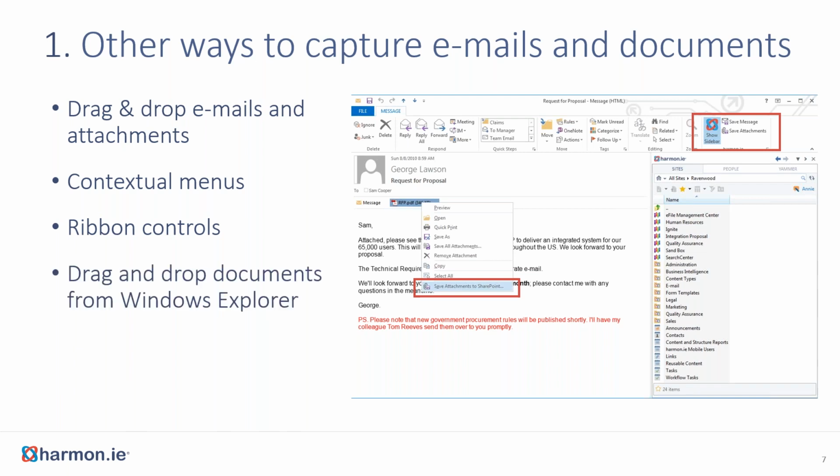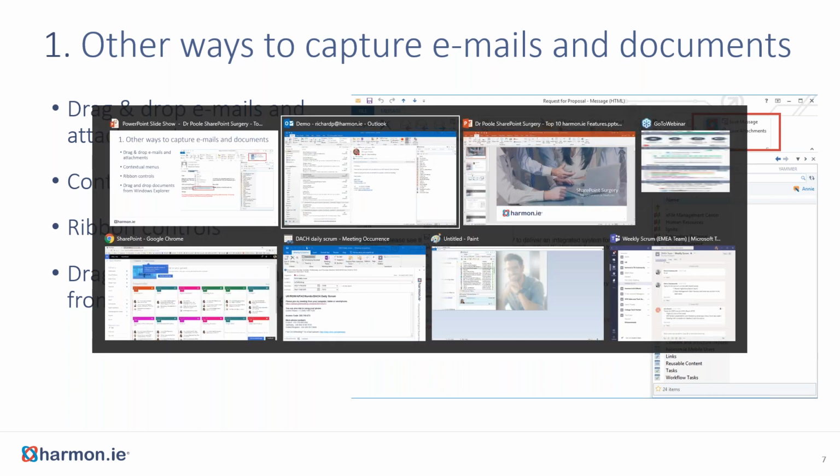But also, I think a lot of people may not be aware that Harmony is a standard Windows UI component. So you can actually drag content into the sidebar from other windows as well, very commonly from Windows Explorer. So if you've got some documents in a file share or on a local directory, then you can actually just drag those into the sidebar to capture them. So let's just take a look at some of those in my environment.